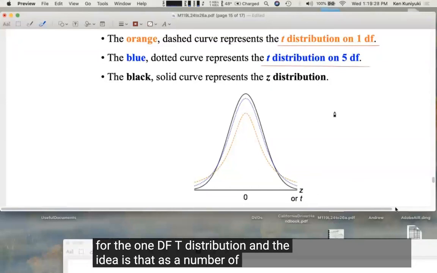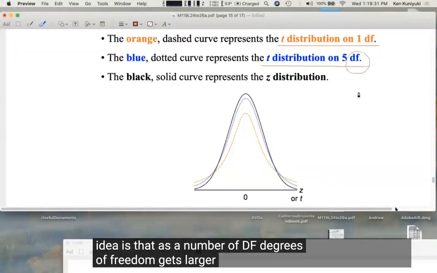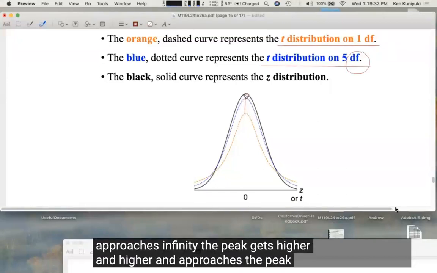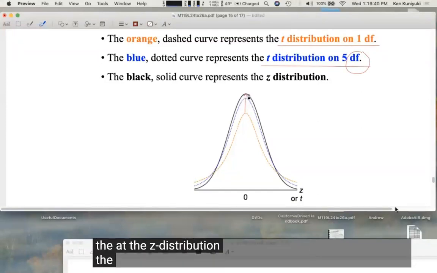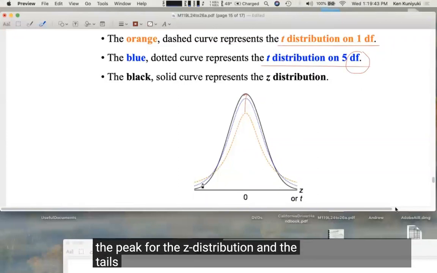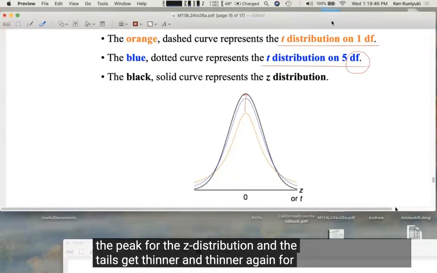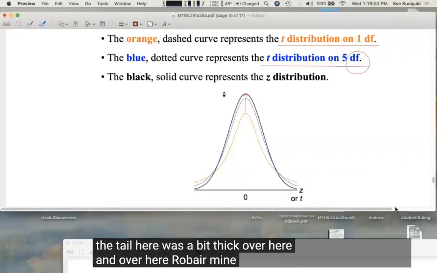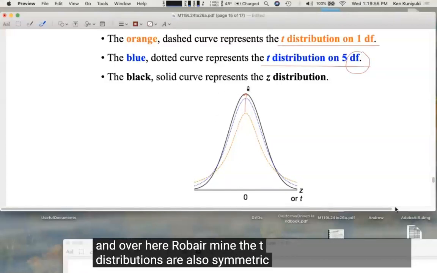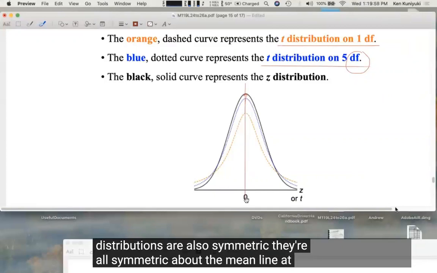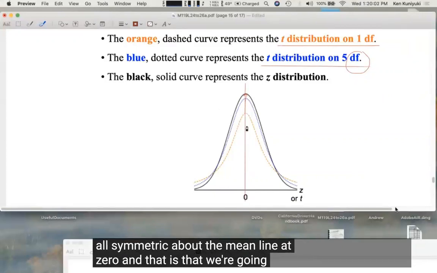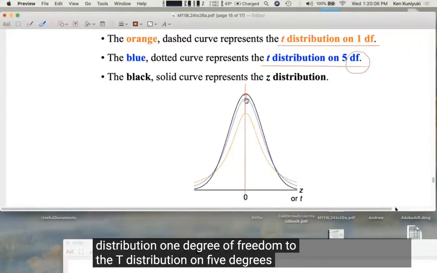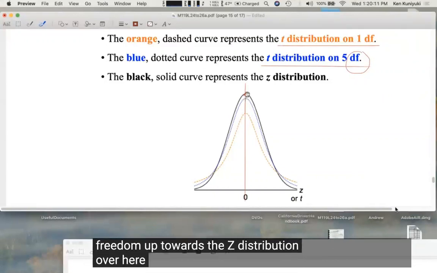And the idea is that as the number of df, degrees of freedom, gets larger and approaches infinity, the peak gets higher and higher and approaches the peak for the z distribution, and the tails get thinner and thinner. Again, for 1 degree of freedom, the tail here was a bit thick over here and over here. Bear in mind, the t distributions are also symmetric. They're all symmetric about the mean line at 0. And the idea is that we're going from the orange distribution, the t distribution on 1 degree of freedom, to the t distribution on 5 degrees of freedom, up towards this z distribution over here.